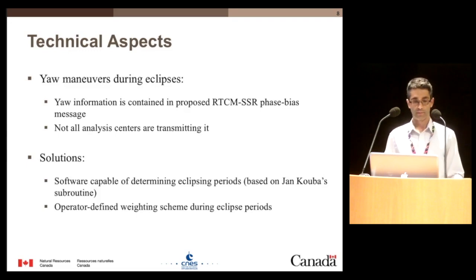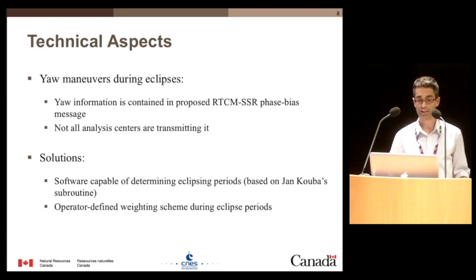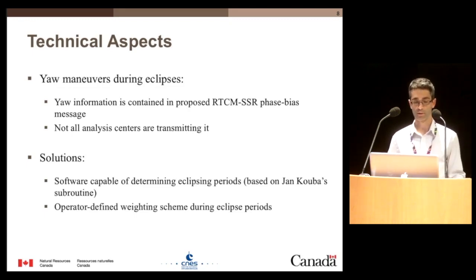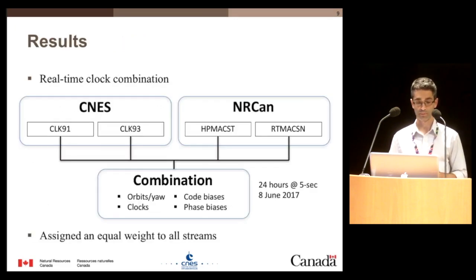One last aspect I wanted to discuss was the yaw maneuvers during eclipses. Now it's nice because yaw information is contained in the proposed SSR phase bias message. Unfortunately, not all of the analysis centers are transmitting this message, so the software is capable of determining eclipsing periods based on Jan Kuba's subroutine. And we have an operator-defined weighting scheme during eclipse periods, so we can downweight analysis centers that do not provide the yaw information, for example.